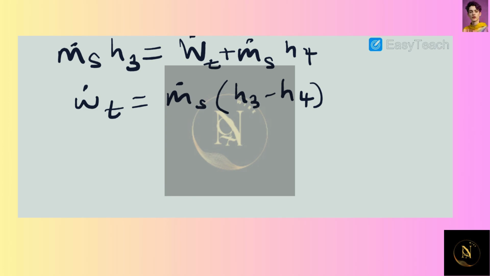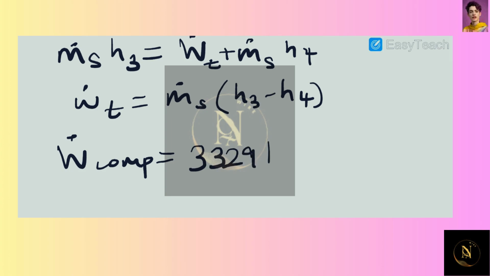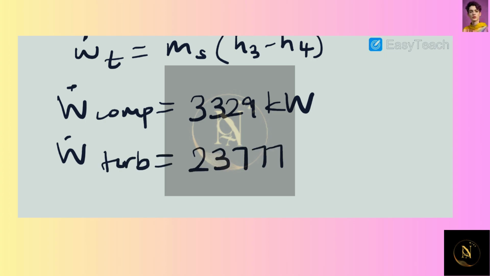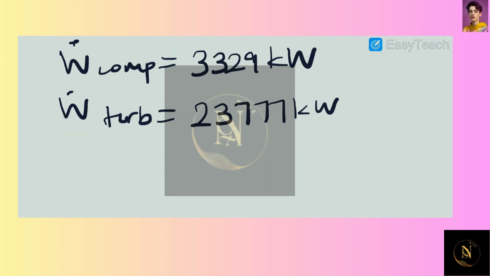Now we can go ahead and plug in for all these variables, and we'll see that the work required to drive this compressor is 3,329 kilowatts, and the work extracted by the turbine is equal to 23,777 kilowatts. The difference between these two terms is what's going to power the generator.